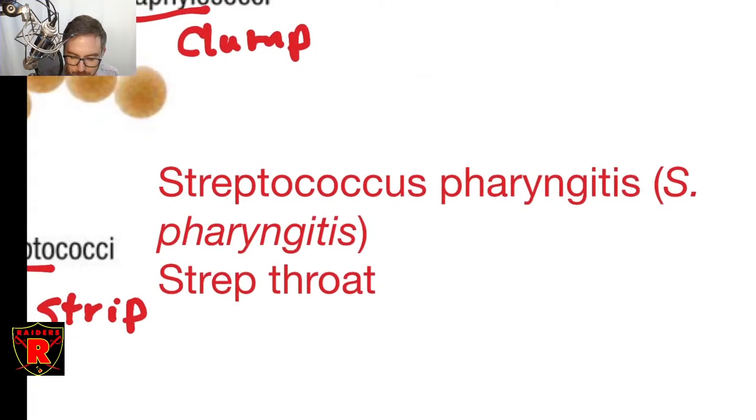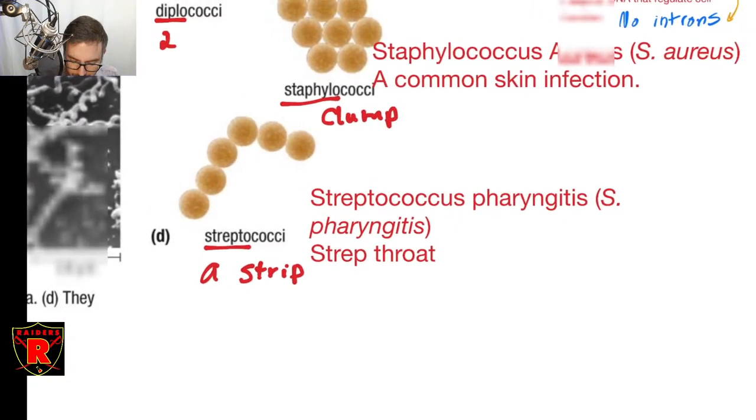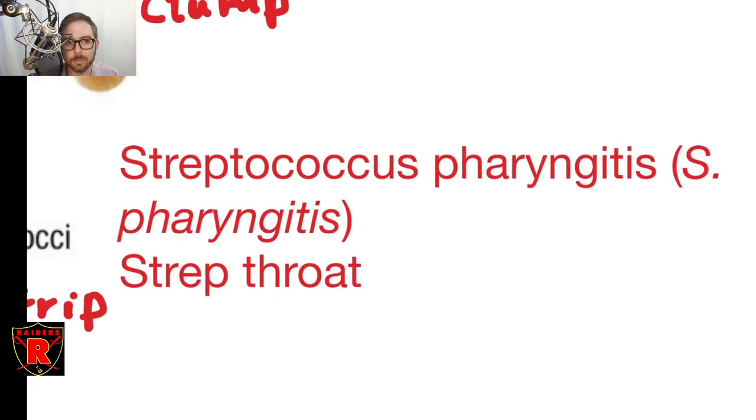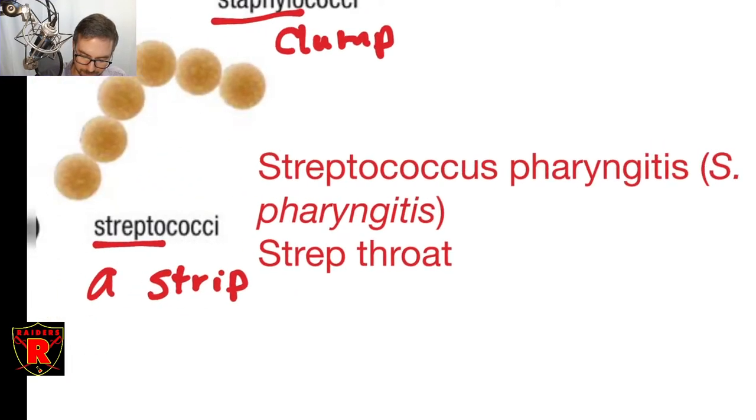And an example of that would be the bacteria that causes strep throat, which you've probably heard of, getting a strep infection in your throat. Streptococcus pharyngitis, S. pharyngitis, is a common pharyngeal infection that causes strep throat. You can also, by the way, get viral strep throat, which is a lot less serious than streptococcus pharyngitis, but there's no way to treat viral strep throat. Right, it's not called strep throat, but a viral throat infection, because you can't use antibiotics on viruses. So in that case, you just need to wait it out.